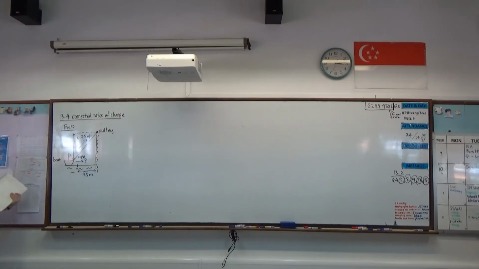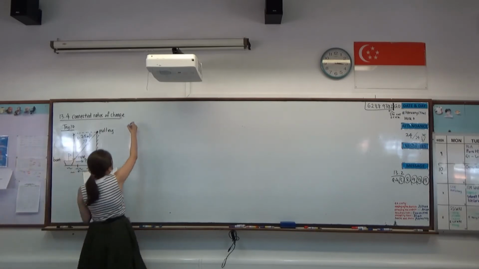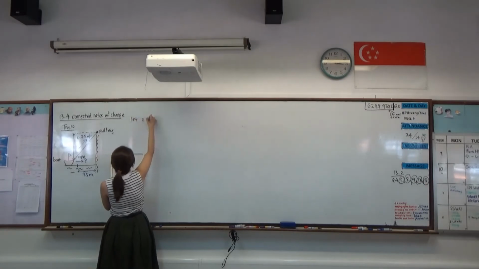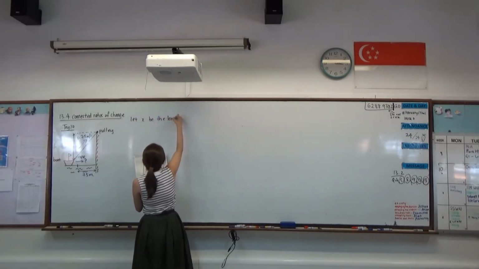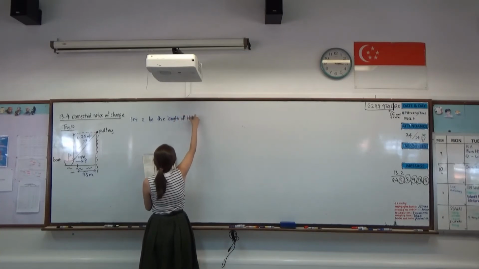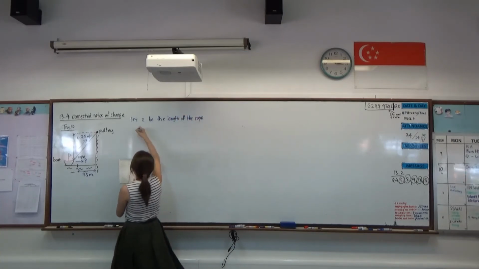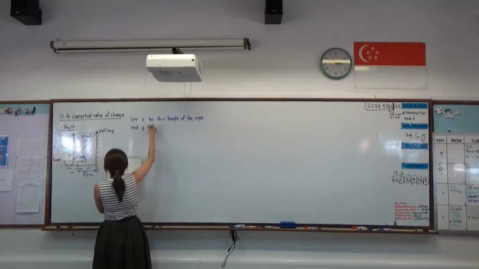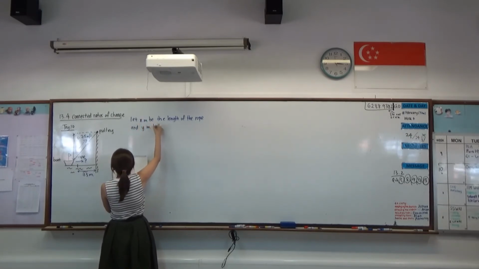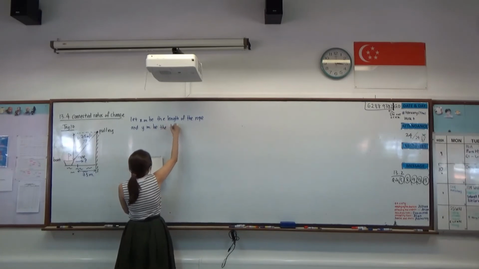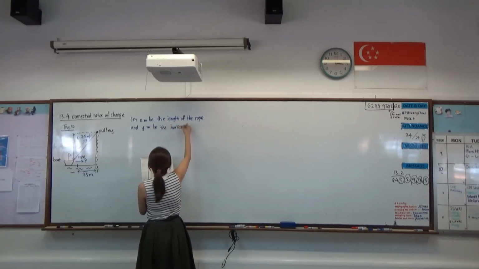Okay, so let's give some variables so that we can figure out how our chain rule is going to be used. Right, so let's define x. Let x meters be the length of the rope, and y meters be the horizontal distance.